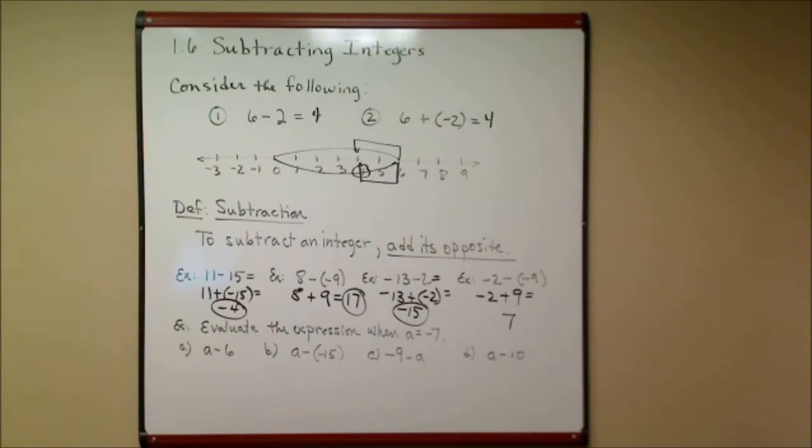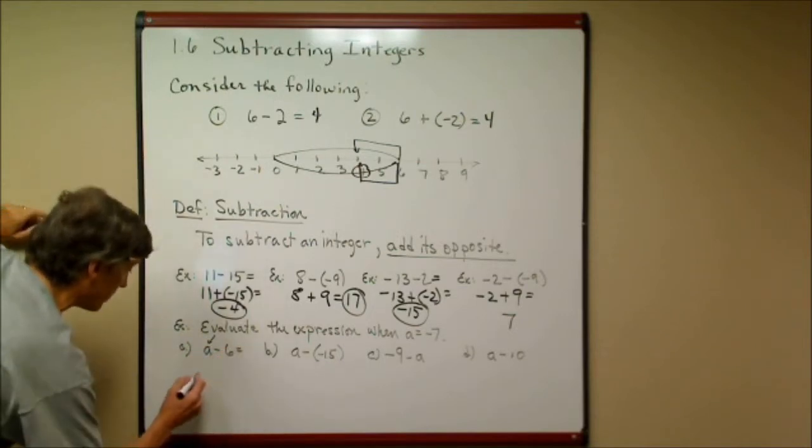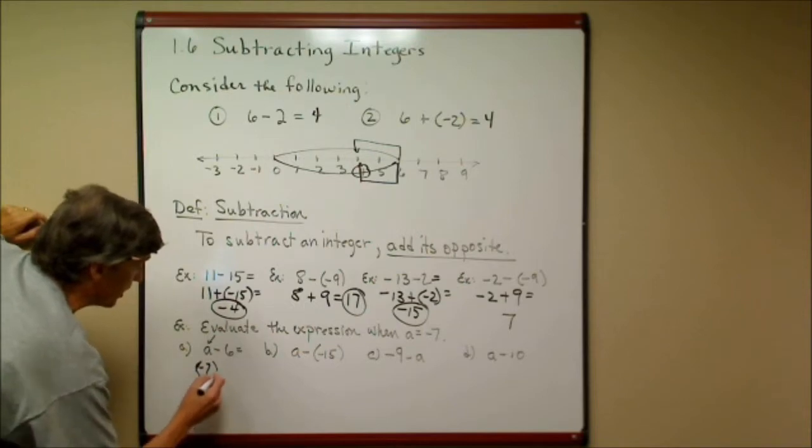Now I'm going to apply the algebra and set these up as expressions where we substitute in. You can see I have some examples below here. I'm going to take the negative 7 and substitute it right in there. So the first thing I'm going to do is write this as negative 7. I guess I can go ahead and put the parentheses. I don't really need it.